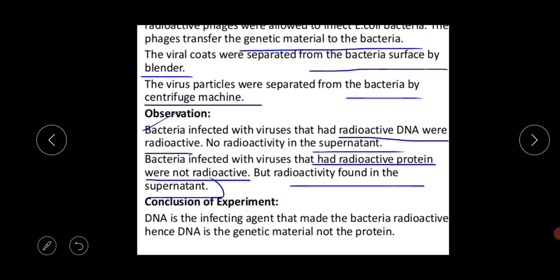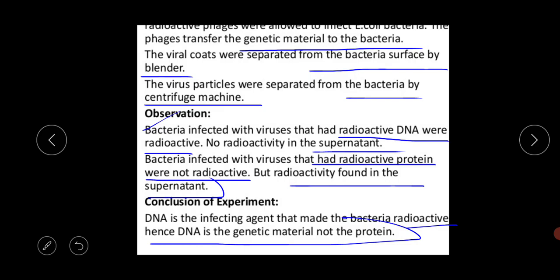Towards the end of the eclipse period, phage DNA directs the production of protein coats and the assembly of newly formed phages in the bacteria. So what is the conclusion? The main conclusion is that DNA is the infecting agent that made the bacteria radioactive. Hence DNA is the genetic material, not the protein.